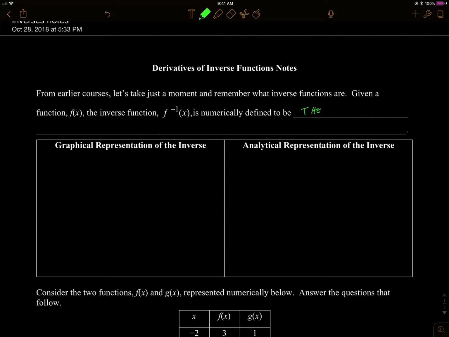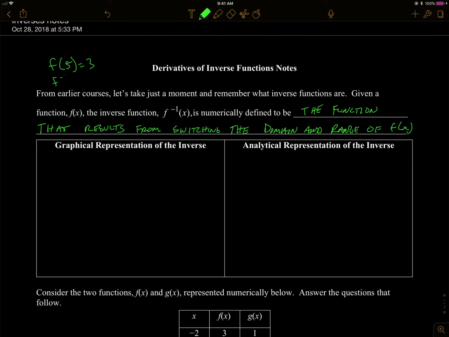So we're going to look at inverse functions here and how to find their derivatives. So first, let's define inverses, or recall what our definition is. Basically, you switch the x and the y, or the domain and the range, and that's an inverse. Now I'm writing here that it's the function that results from, but it doesn't necessarily have to be a function. If you take the inverse of x squared, it's not a function. But we're going to look at functions in this course.